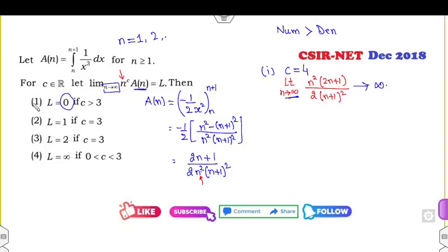But it said 0. Second option, c is equal to 3. When you take c is equal to 3, that means you have to multiply this by n raised to c. So it's n cube, and n square will be cancelled out. So that is n into (2n plus 1) divided by 2(n plus 1) whole square.